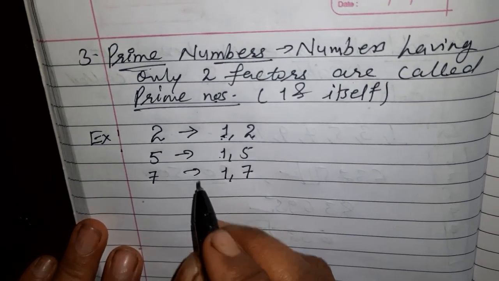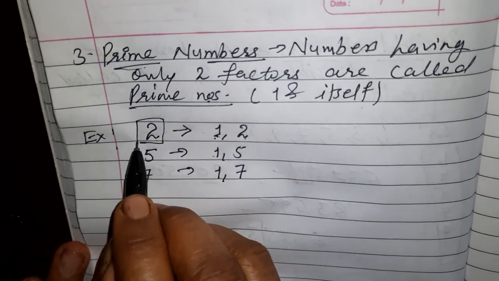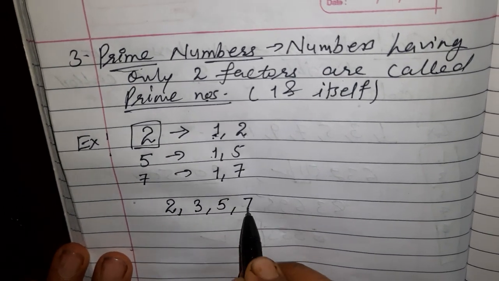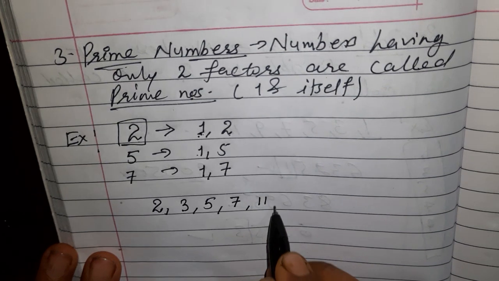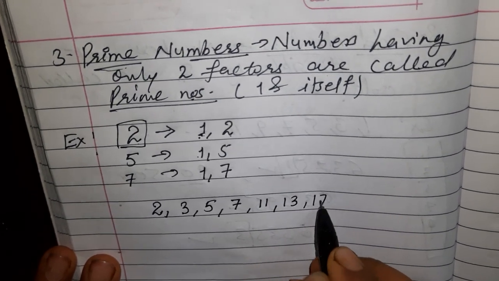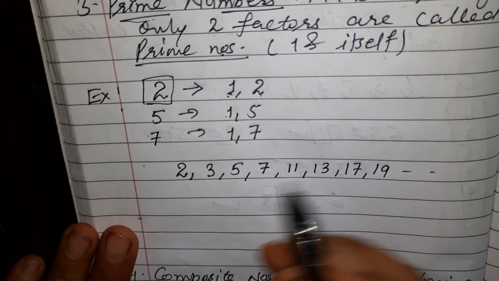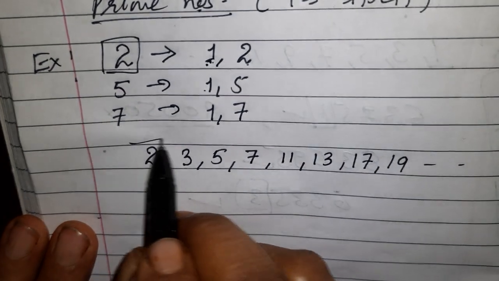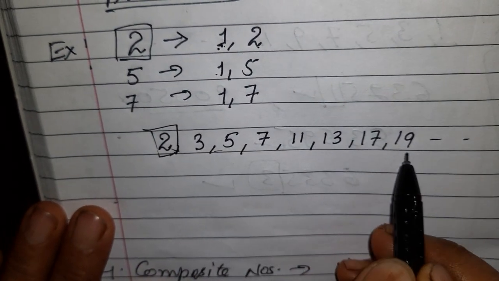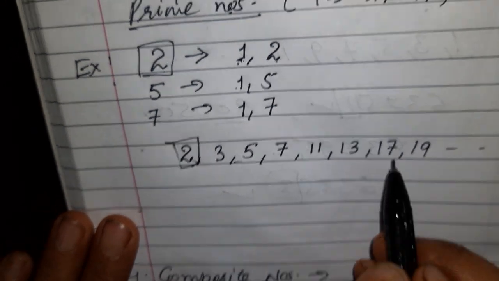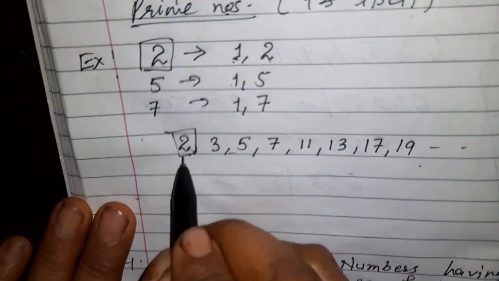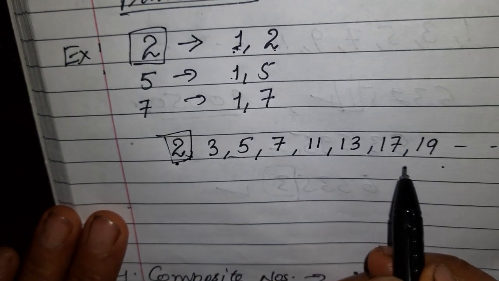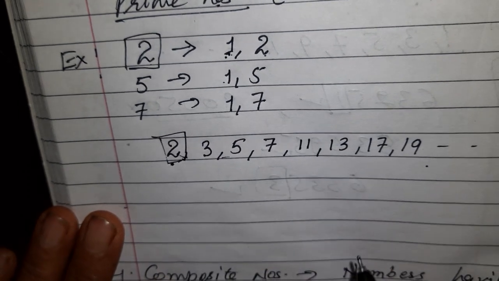So I am writing some prime numbers. The smallest prime number is 2. After 2 it is 3, then 5, then 7, then 11, 13, after 13, 17, 19 and so on it will go. Okay, all these numbers are called prime numbers. Here you see, except 2, all these numbers are odd numbers. So all the prime numbers are odd numbers except 2. Only 2 is an even prime number and all other prime numbers are odd. Okay, just keep it in mind.